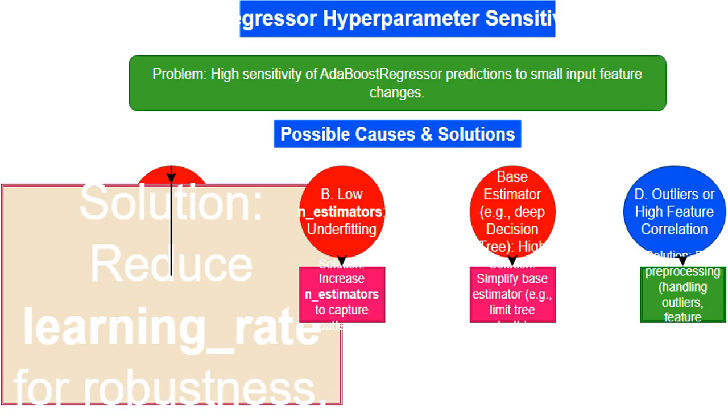A low number of estimators means my AdaBoostRegressor uses too few weak learners to create the final model. This can cause underfitting, where the model is too simple to capture the underlying patterns in the data. As a result, the model becomes highly sensitive to noise and small changes in the input. Increasing the number of estimators will give my model a better chance to capture patterns and reduce sensitivity.